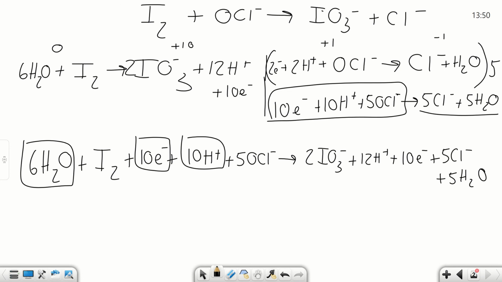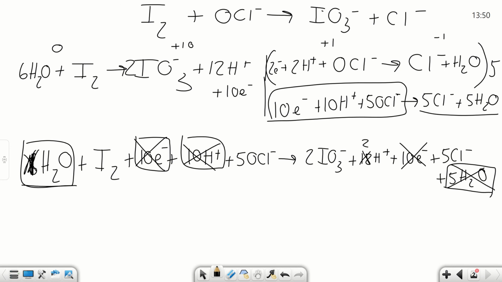So if I take this piece by piece, I have 6 waters on the left, I have 5 waters in the products. So I'm going to eliminate all 5 waters, and that means I only have 1 water left on the left side. The electrons should cancel out. We should not have any electrons in our final reaction. So electrons, 10 electrons, 10 electrons. Hydrogen ions, I have 10 on the left, and I have 12 on the product side. So all 10 of these go away, and I'm down to 2 hydrogen ions on the right-hand side.